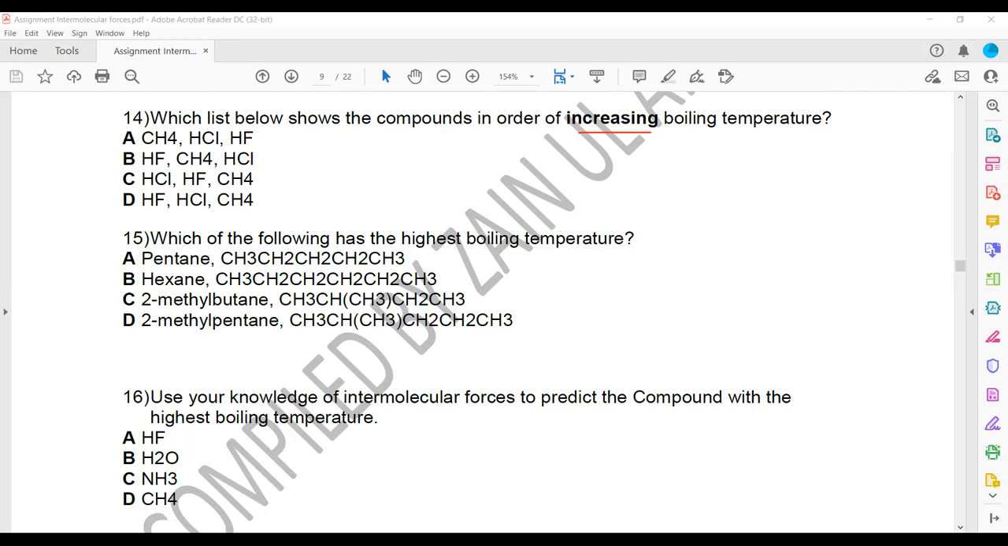because CH4 will have dipole induced dipole force, HCl will have dipole-dipole forces as well as dipole induced dipole, but HCl will have stronger dipole induced dipole forces because it has more electrons. But in HF, the dipole induced dipole force is weaker, but the hydrogen bond is stronger, that's why it leads to a high boiling point. So A is the right answer.